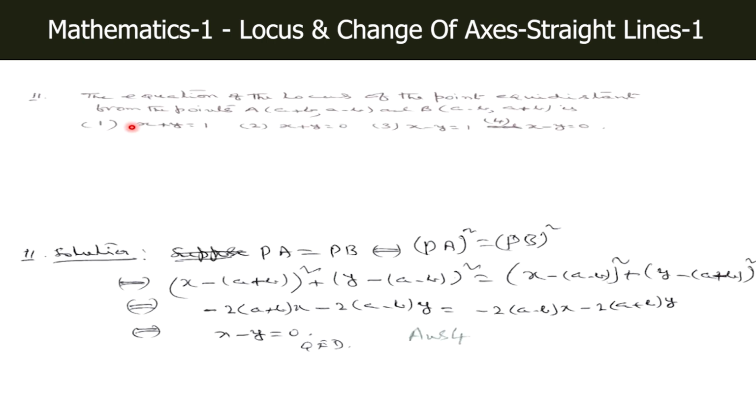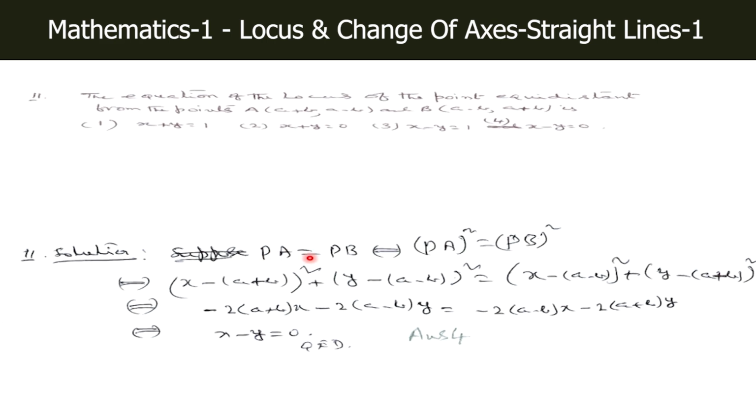Question number 11. The equation of the locus of the point equidistant from the points (a plus b, a minus b) and (a minus b, a plus b), that is, the coordinates are altered, is: 1) x plus y is equal to 1, 2) x plus y equal to 0, 3) x minus y is equal to 1, 4) x minus y equal to 0.